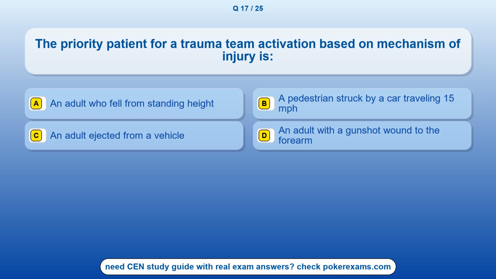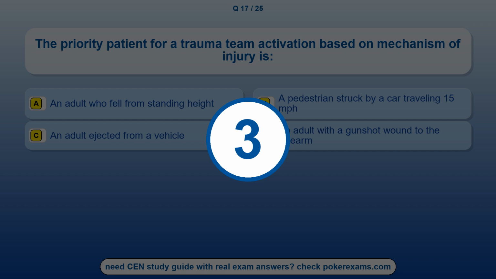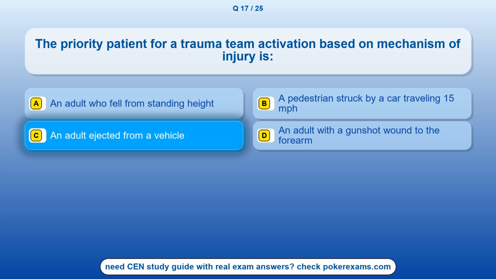Question 17. The priority patient for a trauma team activation based on mechanism of injury is option A, an adult who fell from standing height. Option B, a pedestrian struck by a car traveling 15 miles per hour. Option C, an adult ejected from a vehicle. Option D, an adult with a gunshot wound to the forearm. The correct answer is option C. An adult ejected from a vehicle.